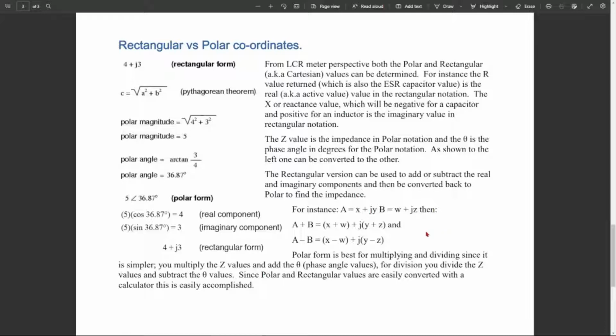So the rectangular version allows you to, there's an example over here, you can add them or you can subtract them very easily, and you end up with a new rectangular complex number.